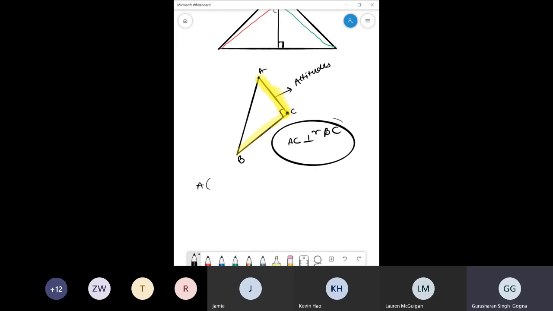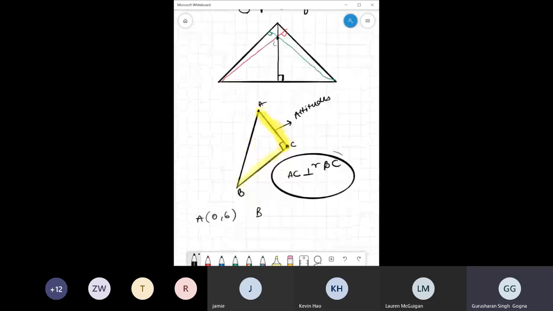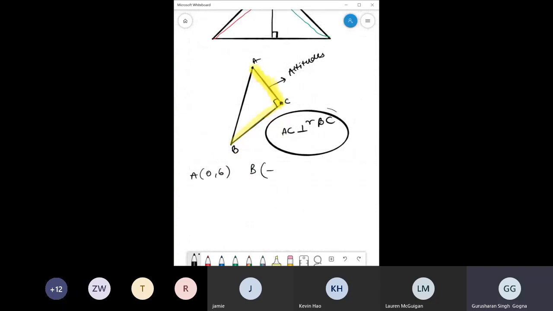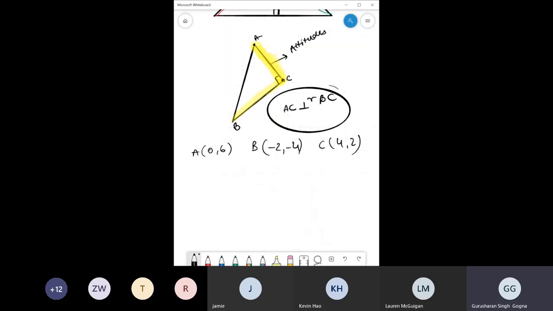Well, you know point A, which is (0, 6). You know point B, which we calculated, (-2, -4). And you know point C, which is (4, 2). So you know all the points first of all. So what we will do is we will find out slope of AC and slope of BC.